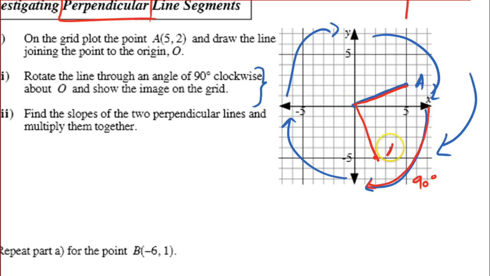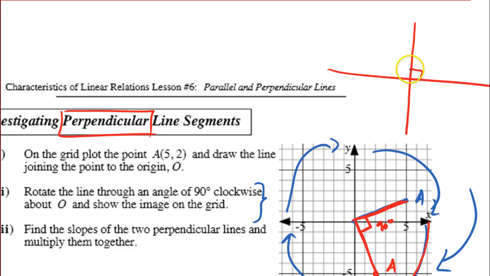and point A would be rotated 90 degrees. And the way you know it's 90 degrees is, we all know that a 90-degree angle is a right angle, therefore the angle here must be 90 degrees, and these two lines must be perpendicular because, as we said before, perpendicular lines are all at right angles to each other.